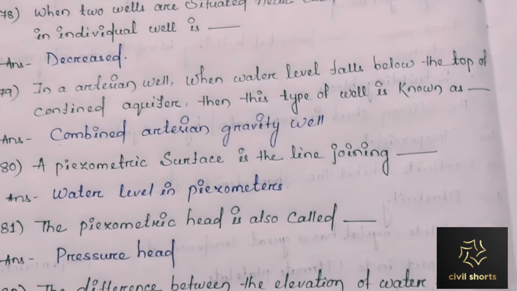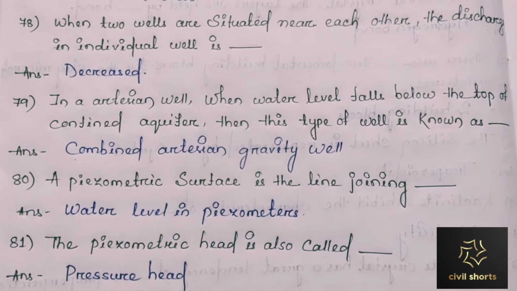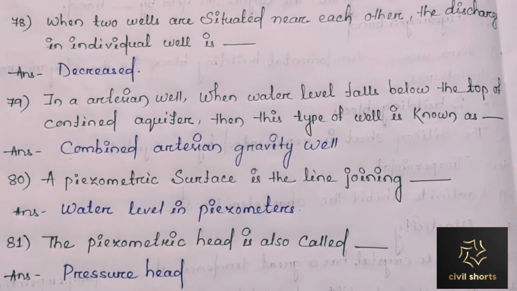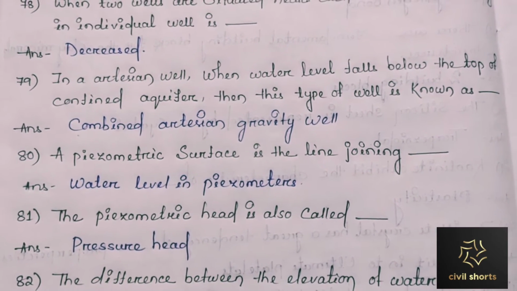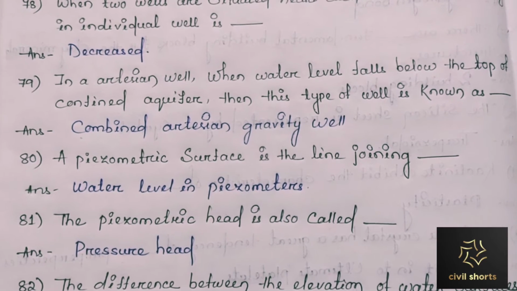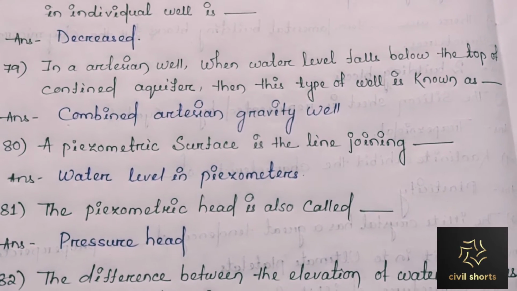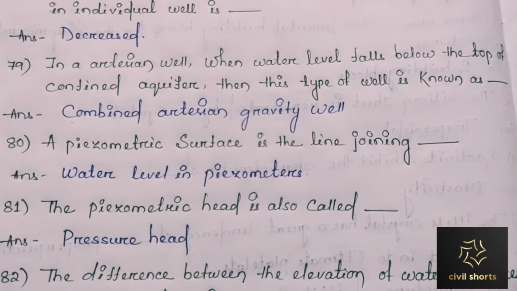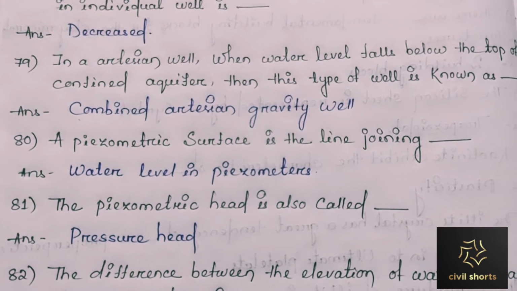Then question number 80. A piezometric surface is the line joining dash. Answer is water level in piezometers. Then question number 81. The piezometric head is also called as dash. The answer is pressure head. Because piezometric head is a measurement of liquid pressure above a vertical datum. So piezometric head is also known as pressure head.